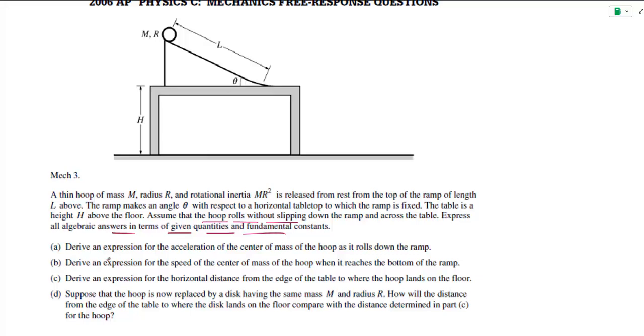In part A and B, what we have to derive is the expression for the acceleration of the center of mass and the expression for the speed of the center of mass when it reaches the bottom. So we will start with part B. By the time it reaches here, all of its energy will get converted into the kinetic energy. If this is L, what is this height?